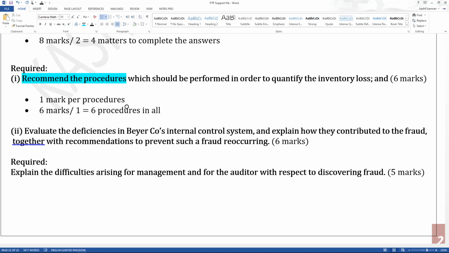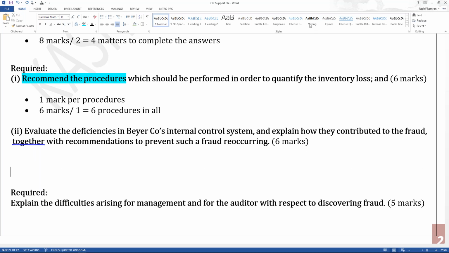The next, for the first time, but common sense, examiner is saying evaluate the deficiency. Number 1, evaluate the deficiency. Will that deficiency be in the case study? You just need to identify it and evaluate the deficiency. Why it is a deficiency? Comma. Can you see the comma? And explain how they contributed to fraud. How the deficiency contributed to fraud.